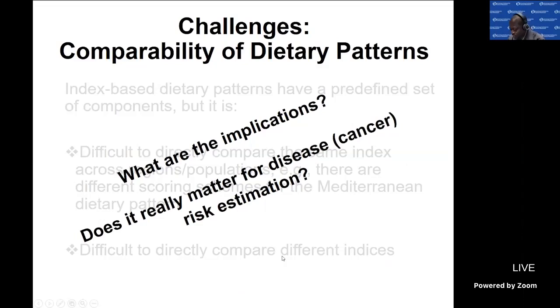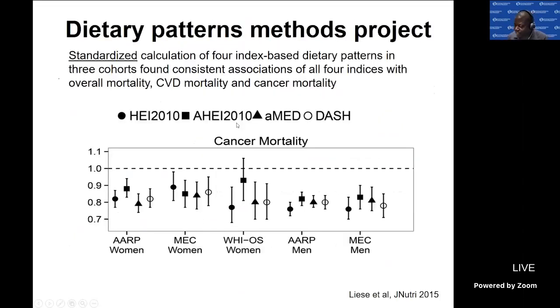Does it really matter for disease risk estimation? An attempt to answer that question was taken up by the Dietary Patterns Methods Project led by the NCI, in which they standardized four indices: the Healthy Eating Index 2010, the Alternative Healthy Eating Index, the Alternative Mediterranean Dietary Score, and the Dietary Approaches to Stop Hypertension diet, in three cohorts.